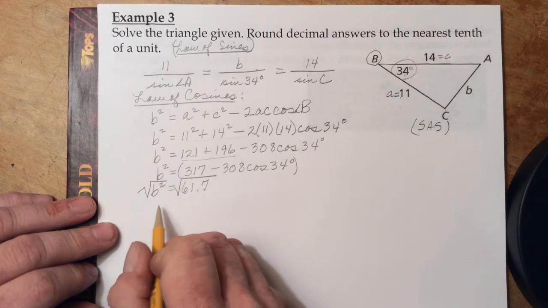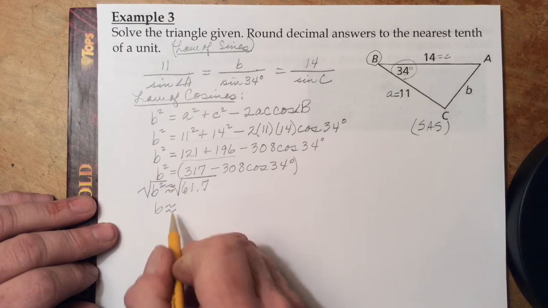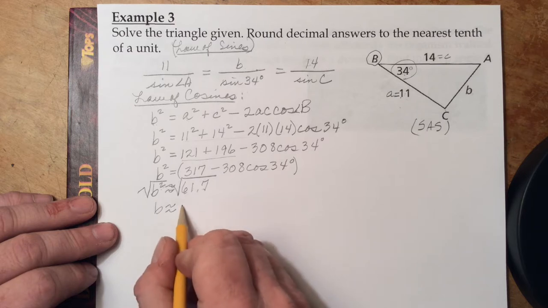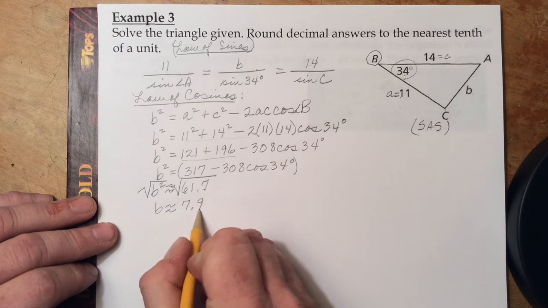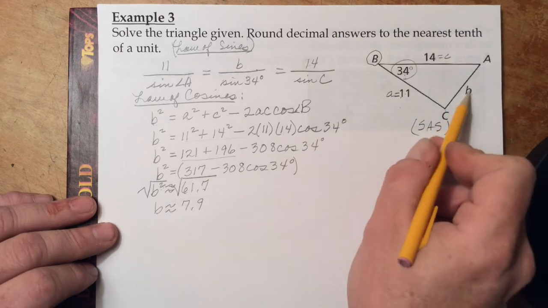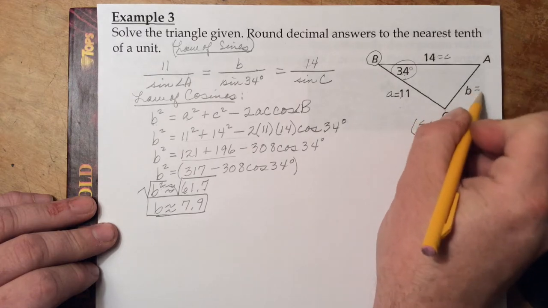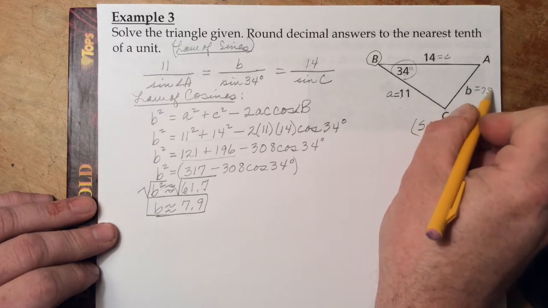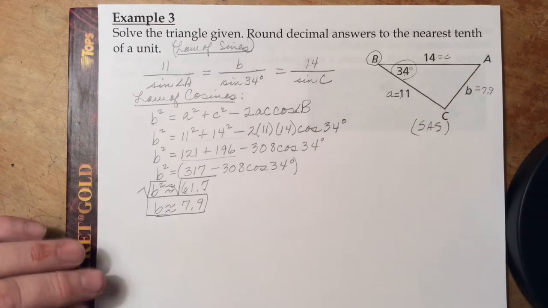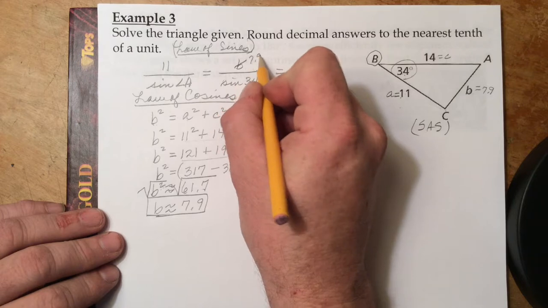This is obviously going to be another approximation. And so the square root of about 61.7 is approximately 7.9, rounding to the tenth of a unit. So that means that b, this side over here, we've solved for that side, is about 7.9. Now we still need to find these two angles. Let's come up here and replace b with 7.9.